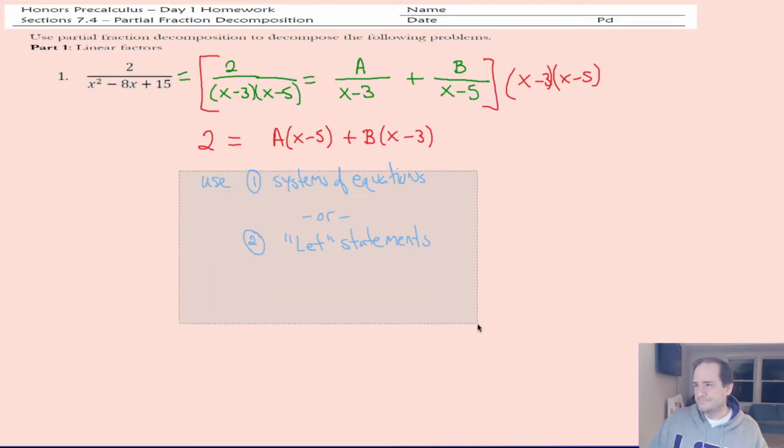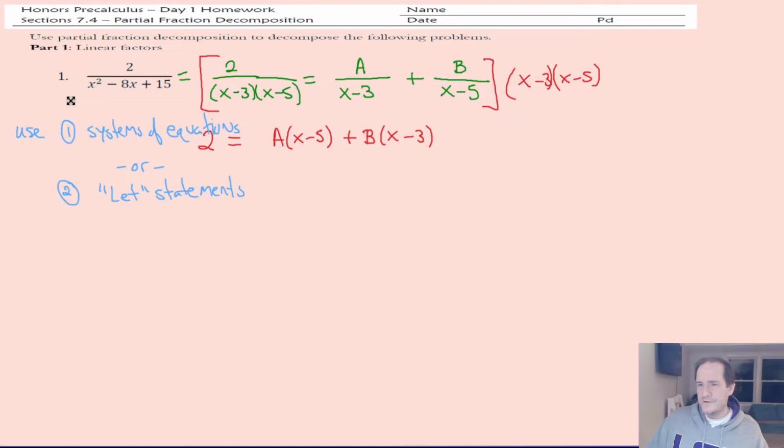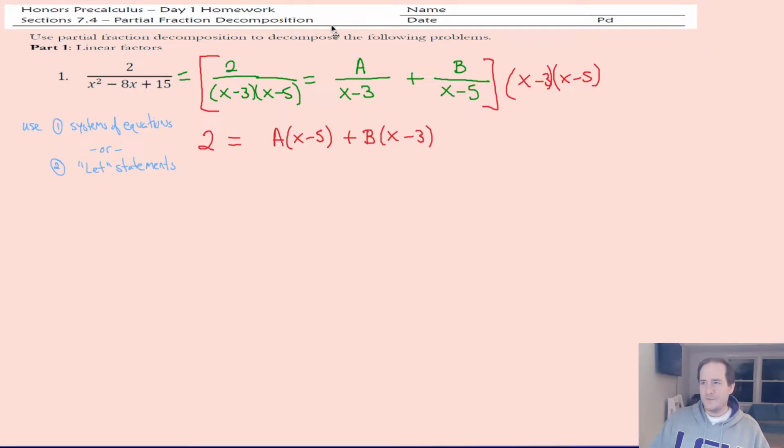So again, both of these methods have the same first few steps where we have to factor, split it into the partial fractions, multiply through by the LCD, and then once you land here, as soon as your denominators are gone, that's when you make your decision about which method you're going to use.